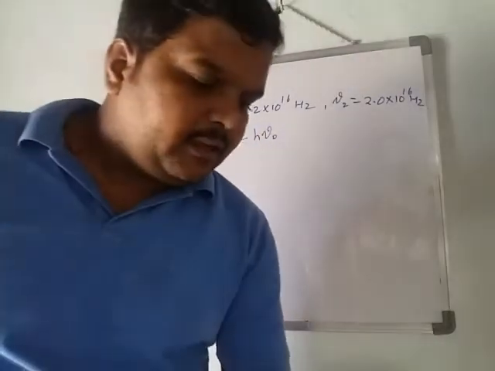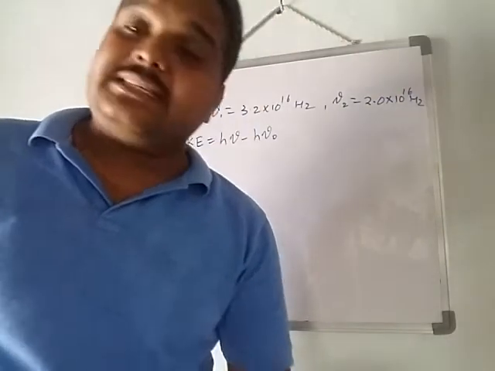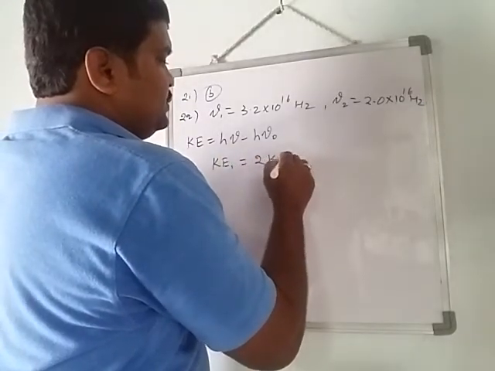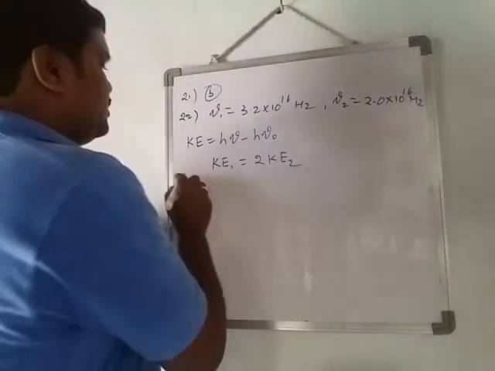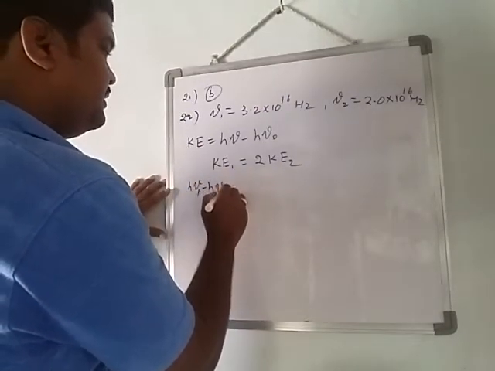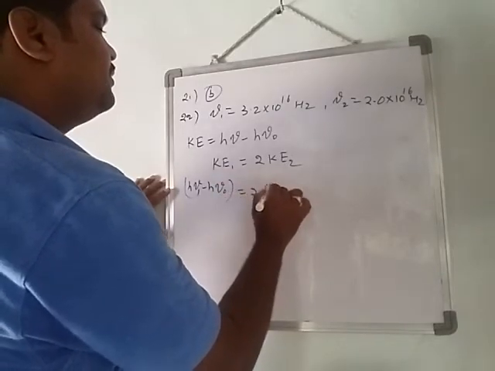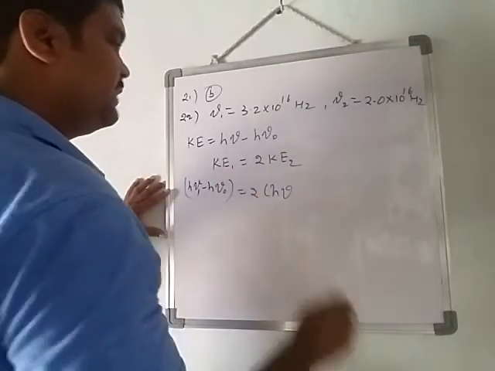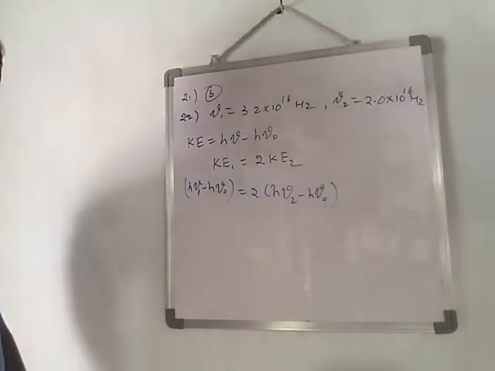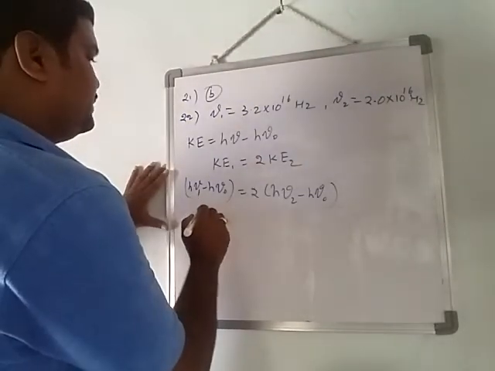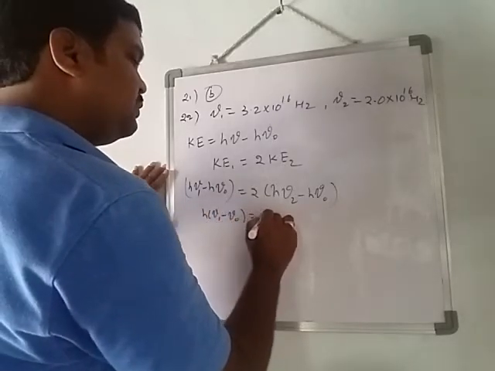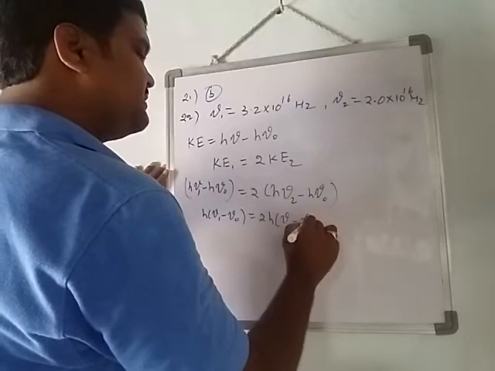Here the kinetic energy of the second one, twice, he has given. So kinetic energy 1 is 2 into kinetic energy 2. Yes or no? So now what can we write? Taking nu 1, h nu naught is equal to 2 of h nu 2 minus h nu naught. Yes or no? Now can I write this: h into nu 1 minus nu naught is equal to 2h into nu 2 minus nu naught.